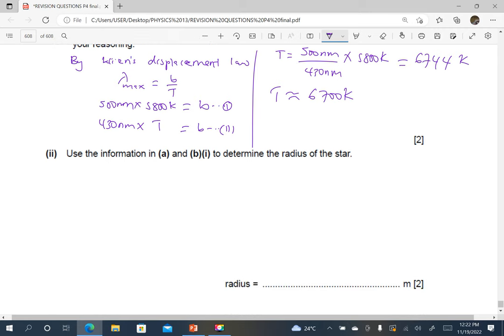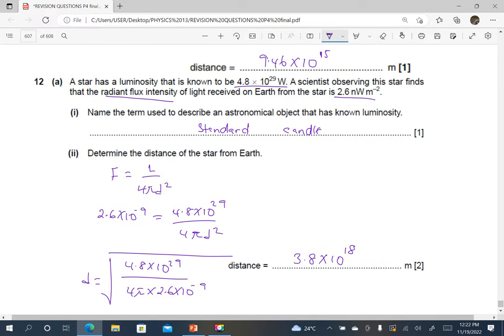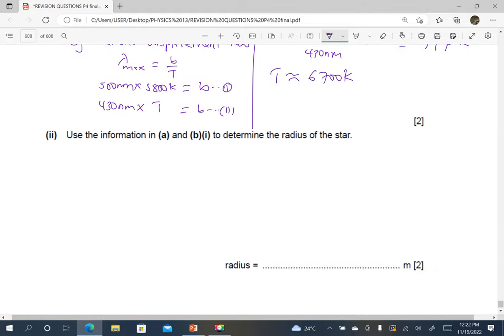And lastly, use the information in A and B Roman 1 to determine the radius of the star. In A, we have luminosity, and we have the radiant flux intensity. So from the formula for luminosity, which is given in the list of formulae every time, the luminosity, according to Stefan-Boltzmann's law, is given by 4 pi r squared, that is area, times sigma times T power 4. The luminosity of the star has been given as 4.8 times 10 power 29. This should be equal to 4 pi times r squared times Stefan-Boltzmann's constant, 5.67 times 10 power negative 8, times the temperature raised to power 4, which is 6,700 raised to power 4. So we want to find r squared.